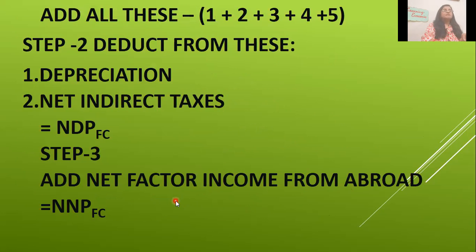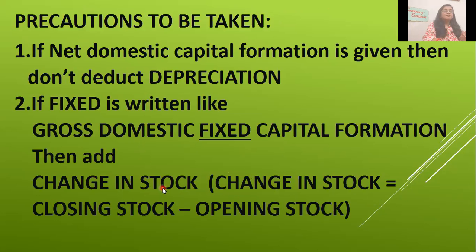Then the second step is that you have to deduct two things, depreciation and net indirect taxes. When you do this, you will get NDPFC, and when you add net factor income from abroad, you will get NNPFC. And the third most important thing is that you have to take certain precautions. The precautions are, if net domestic capital formation is given, then don't deduct depreciation. The reason is that you are given the net value. You are not given the gross value, so you do not have to find net value. You are already given net value.